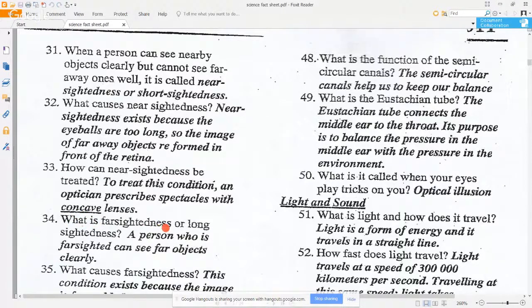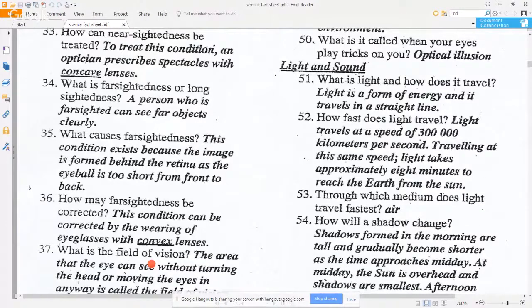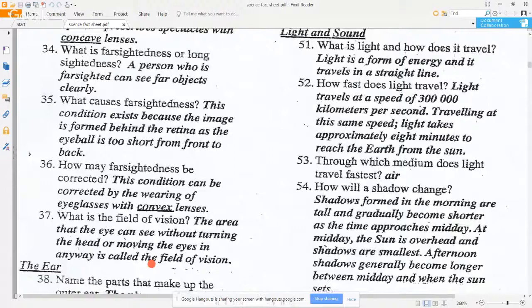What is farsightedness? Farsightedness or longsightedness. A person who is farsighted can see faraway objects clearly. What causes farsightedness? This condition exists because the image is formed behind the retina, as the eyeball is too short from front to back, or it falls far from the retina. All right. So how can farsightedness be corrected? This condition may be corrected by the wearing of eyeglasses with convex lenses.